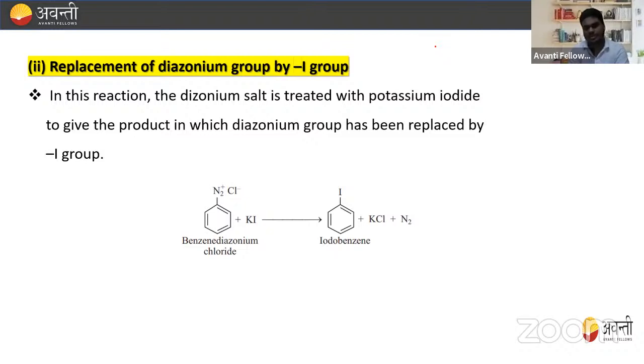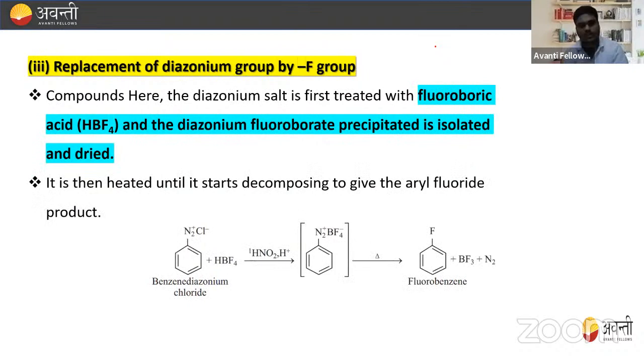So whenever N2Cl is treated with KI, this KI removes the diazo group and converts it into iodobenzene. Whenever in a question they ask what happens when benzene diazonium chloride is treated with KI, always remember this. This is how we can convert benzene diazonium chloride into iodobenzene. Now the next is replacement of the diazonium group by the minus F fluorine group.